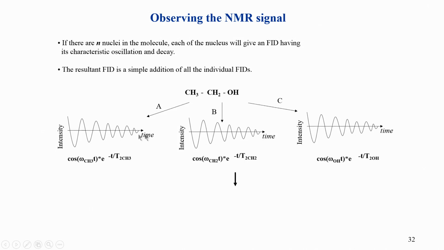So, the detector cannot distinguish between these individual signals, and all of them come together. Each of them is an individual FID, but the FIDs are added together to give the signal. This one has a T2 relaxation of its own, this will have a different T2, and this will have a different T2. When we combine the signals, we get 3 different terms which are added together. So, this is a combined or observed FID, which is a simple linear addition of A plus B plus C.